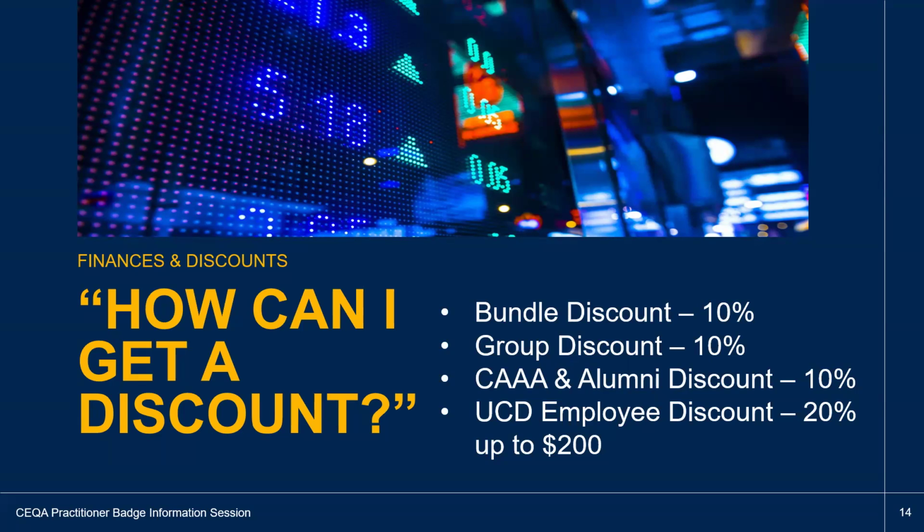Beyond that, you can receive a discount of 10% up to $100 if you are a member of the CAAA, otherwise known as the California Aggie Alumni Association, or a part of any UC alumni network. And finally, if you are a UC Davis employee or staff member, you can receive a 20% discount on the program up to $200.